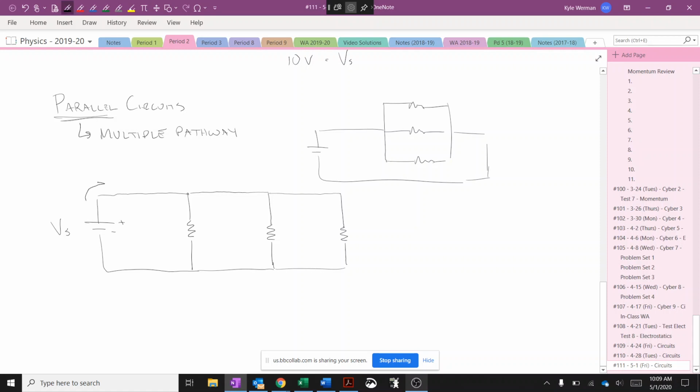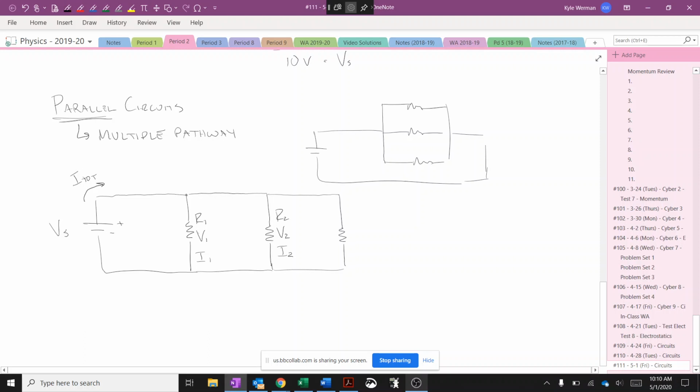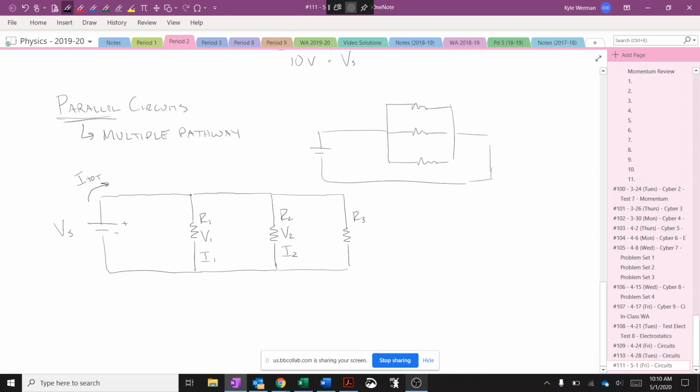So coming out of the supply, you have a total current. There's I total. That's dictated by how many of these resistors we have, right, and what their values are. So I'm going to call this R1. It has a voltage drop across it, and it also has a current across it. Here's R2, a voltage drop across R2, and a current across R2. And the last one is, we'll call this R3. It also has a voltage drop and a current associated with it.